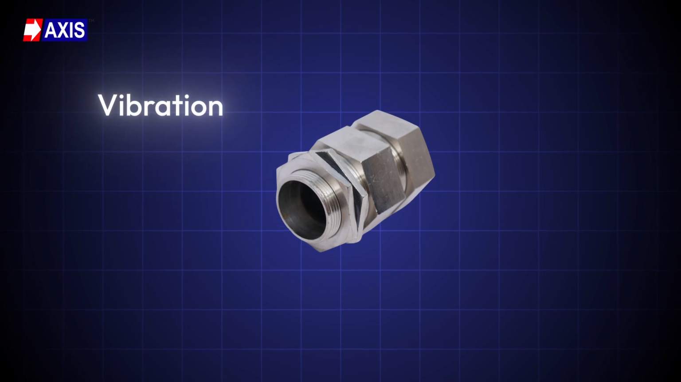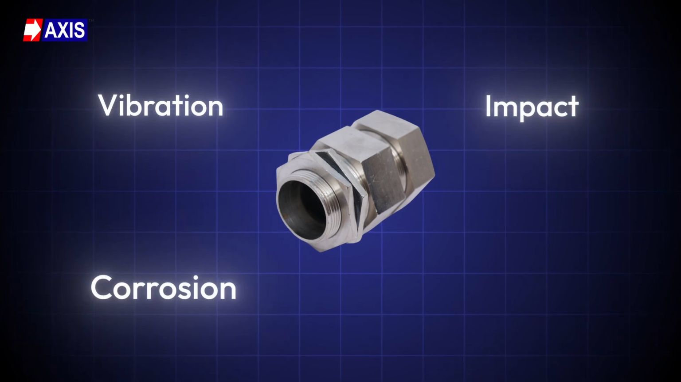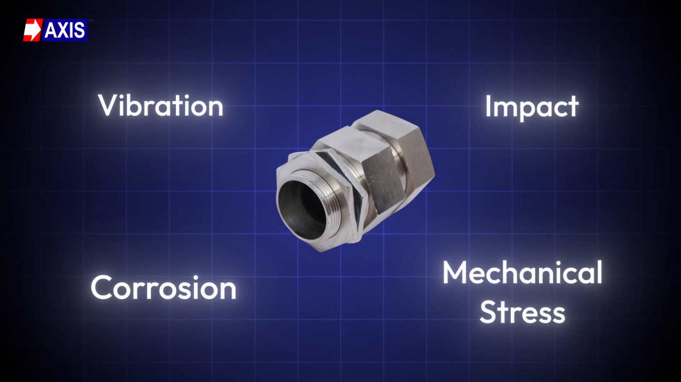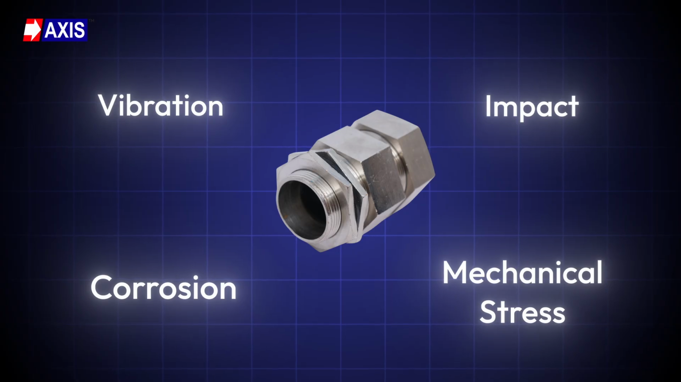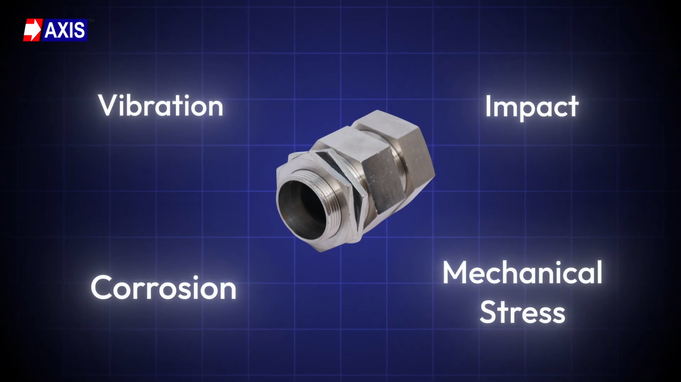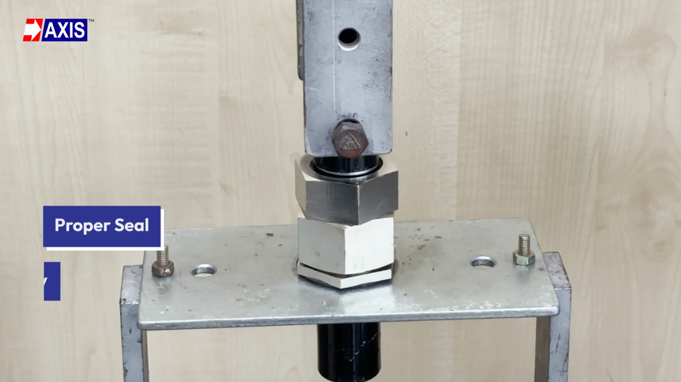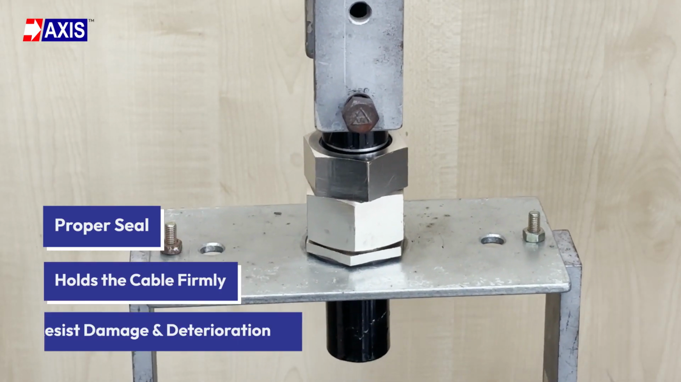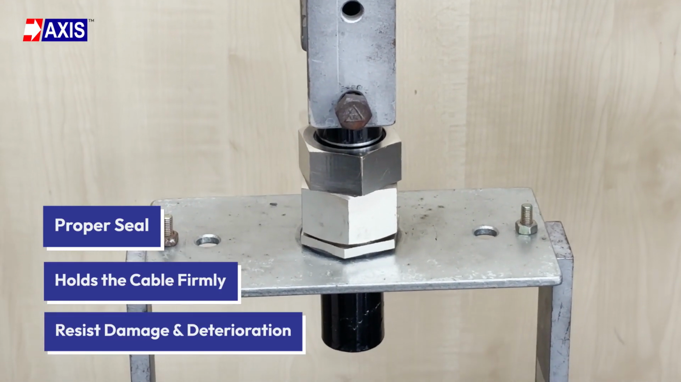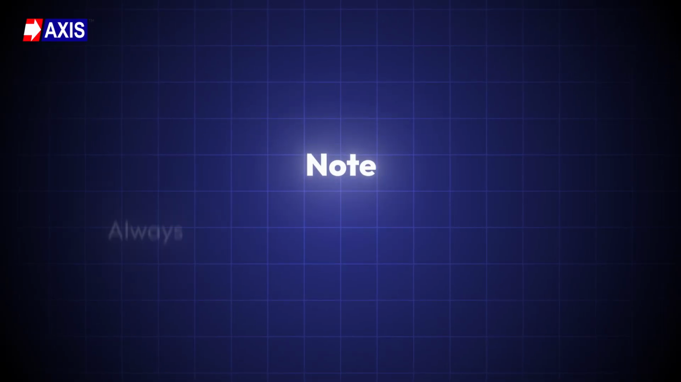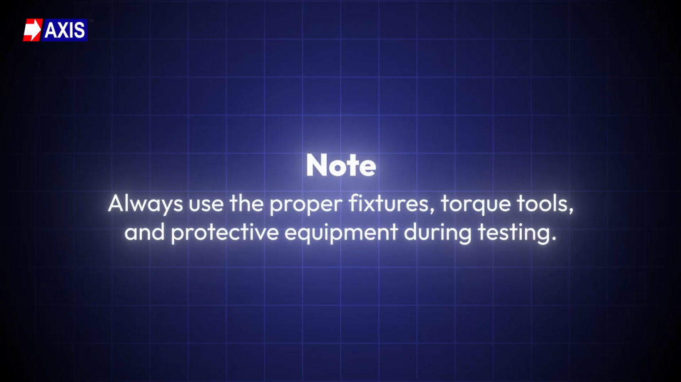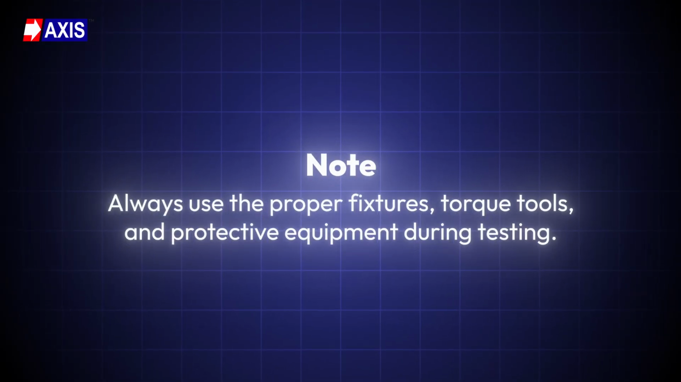Cable glands face vibration, impact, corrosion, and mechanical stress throughout their service life. These tests show how the gland performs under these conditions. They confirm that the gland keeps a proper seal, holds the cable firmly, and resists damage or deterioration. Note: always use the proper fixtures, torque tools, and protective equipment during testing.